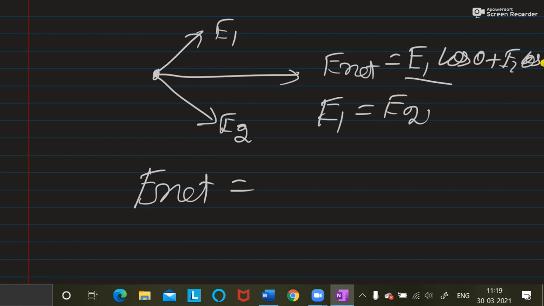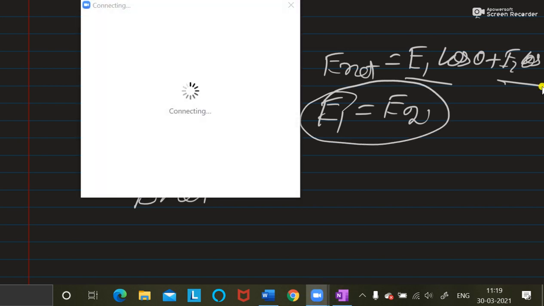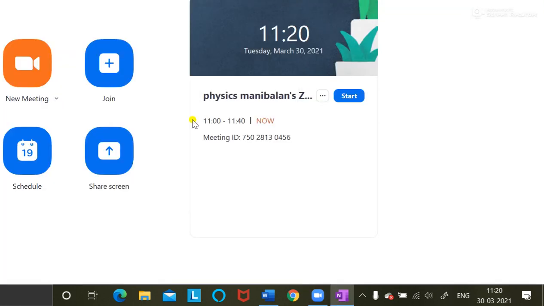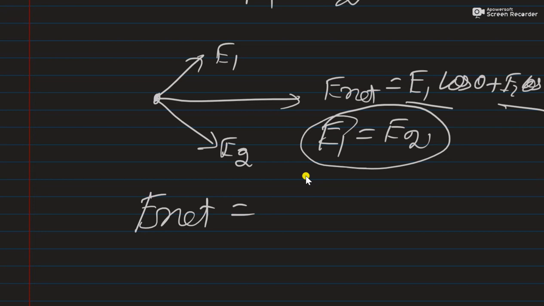E1 is equal to E2. What is the net electric field? Tell me. What is the net value? Nobody knows?